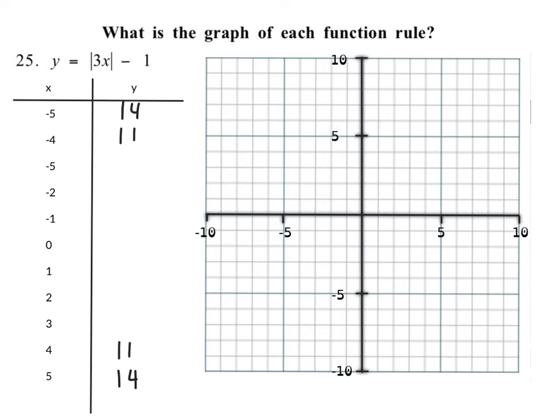Oh, and right here, I'm sorry, I made a mistake. You probably caught this. I accidentally typed -5 there again. I meant to put a 3. Sorry about that. So -3 times 3 is -9. Absolute value of -9 is 9. Minus 1 is 8. So we've got an 8 there.